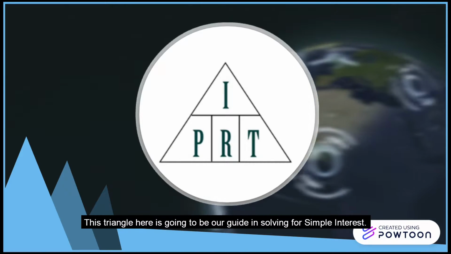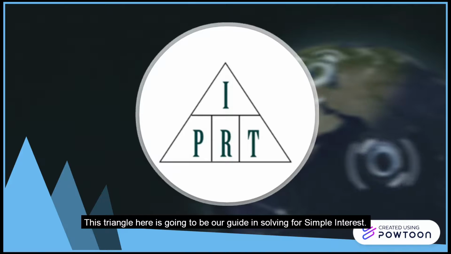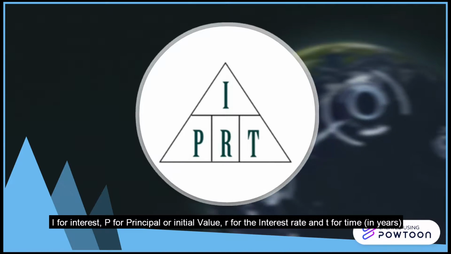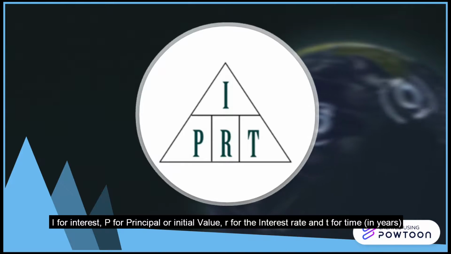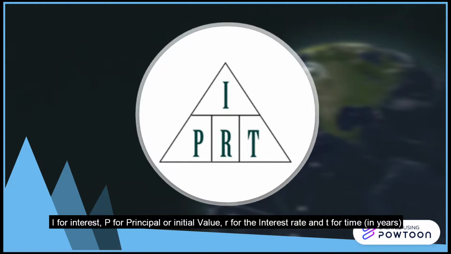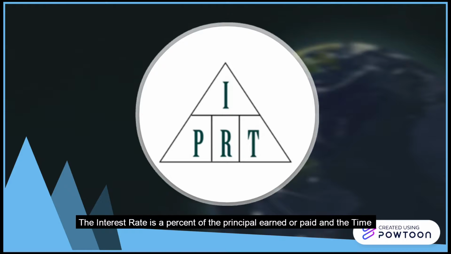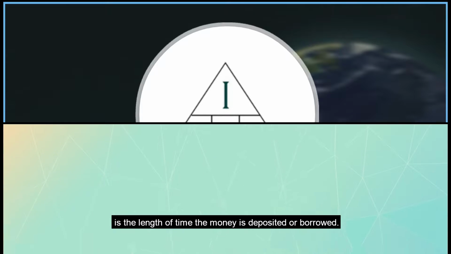This triangle here is going to be our guide in solving for simple interest. I for interest, P for principal or initial value, R for the interest rate, and T for the time, in years. If we relate this to real life, the principal is the amount of money deposited or borrowed, the interest rate is a percent of the principal earned or paid, and the time is the length of time the money is deposited or borrowed.